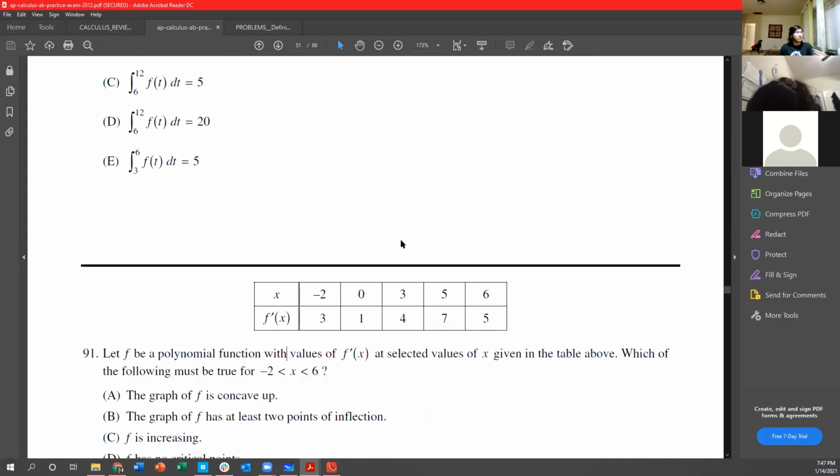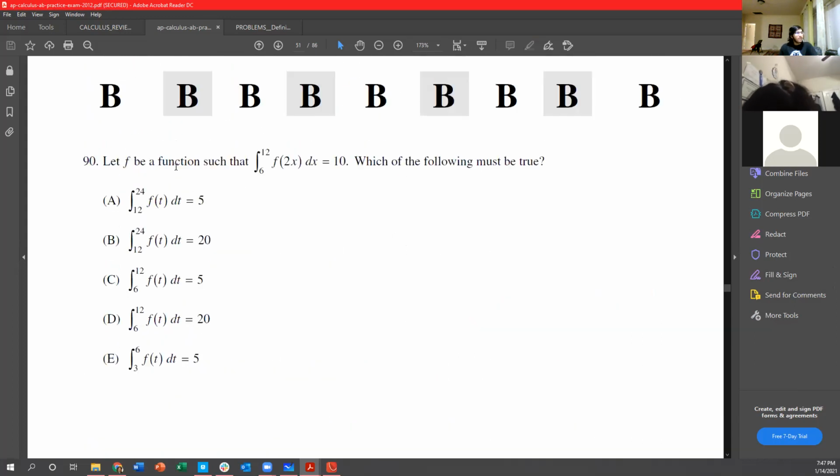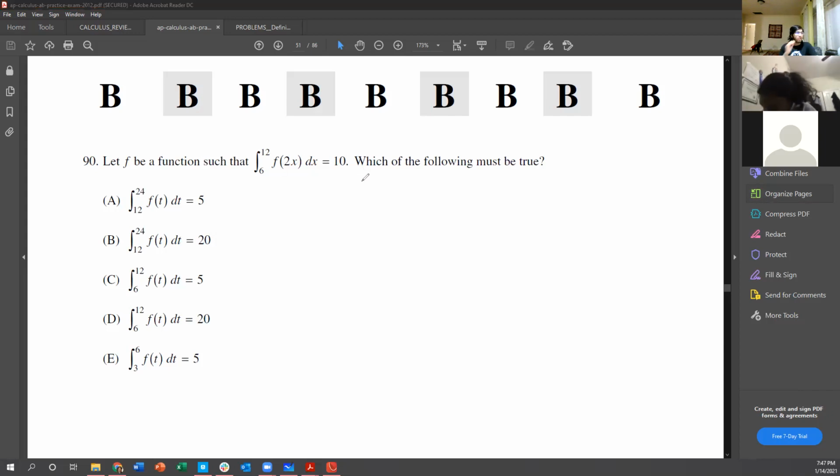But anyways, okay. Let f be a function such that the integral from 6 to 12 of f of 2x dx equals 10. Which of the following must be true? f of 2x. So if this was a 2 here, then I could just bring that out, but I can't do that.